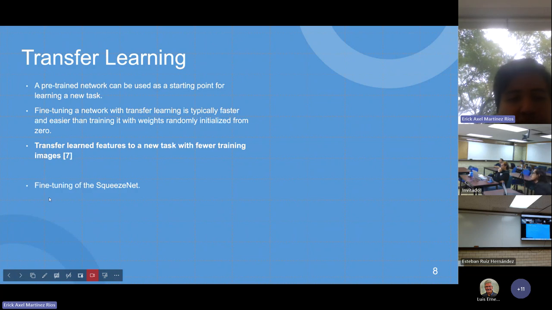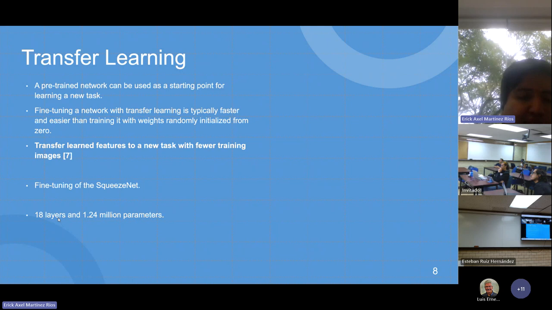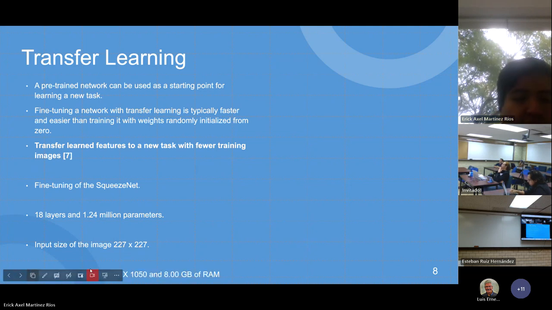In particular, we selected SqueezeNet to perform these tasks. We selected this neural network based on its number of layers and number of parameters, which in this case are 18 layers and 1.24 million parameters. This network requires an input image, and the size of the input image should be 227 times 227 pixels. We fine-tuned this neural network using an NVIDIA GPU with the characteristics that can be appreciated in this section.